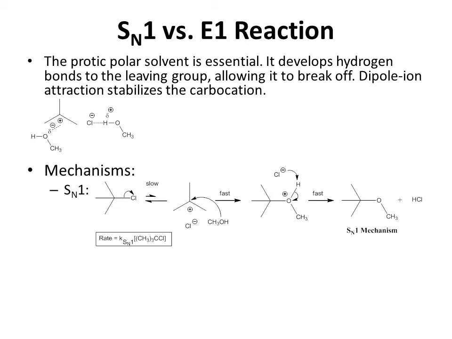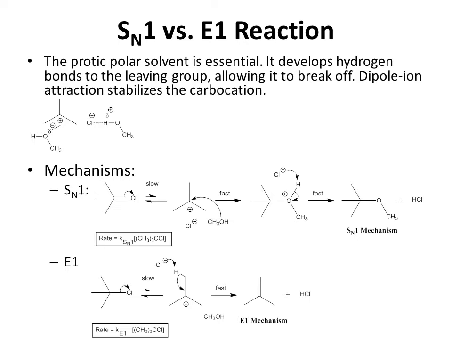In the fast step, methanol with its lone pair attaches to the carbocation, forming a new C-O bond. And in another fast step, chloride anion pulls off a proton to form our final product, 2-methoxy-2-methylpropane plus HCl. In the E1 reaction, we start the same way in terms of forming the carbocation. So the chloride group is removed. Again, that's because of the protic polar solvent yanking it off. That's our slow or rate determining step.